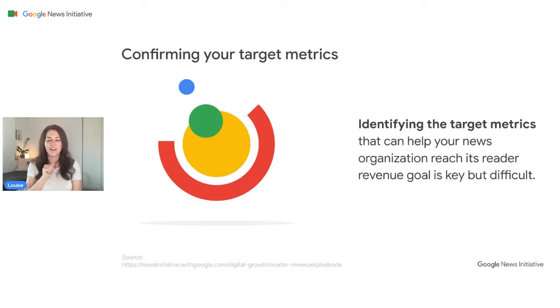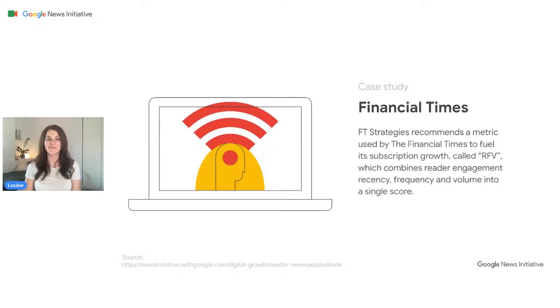So, confirming the target metrics. You want to confirm the target metrics that enable you to achieve your reader revenue goal. Identifying the target metrics that can help your news organization reach its reader revenue goal is key, but difficult. This provides an important measure of success, which we can associate tactics towards achieving. Target metrics should be based upon your organization's revenue data. They can be calculated using the GNI planning tool, which hopefully Romy will share with you in the comment section below. You can take that after the session today and have a little explore of it.